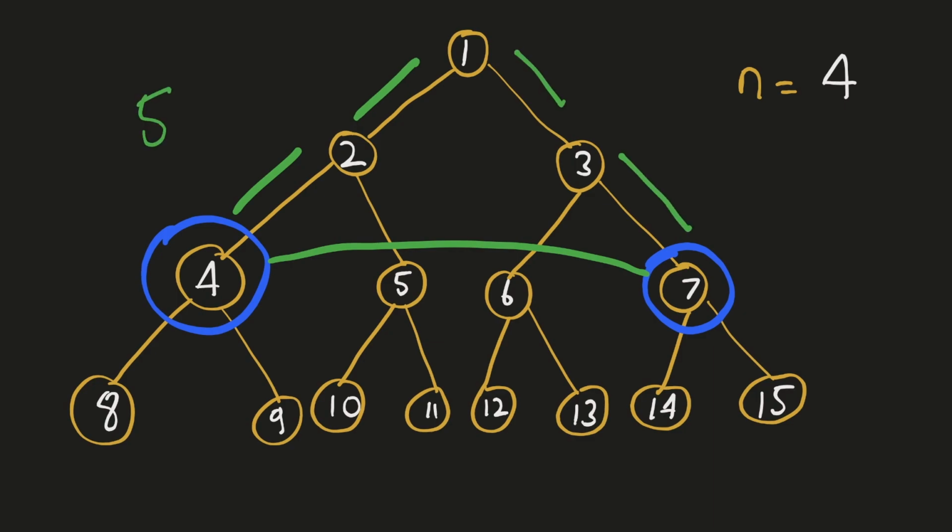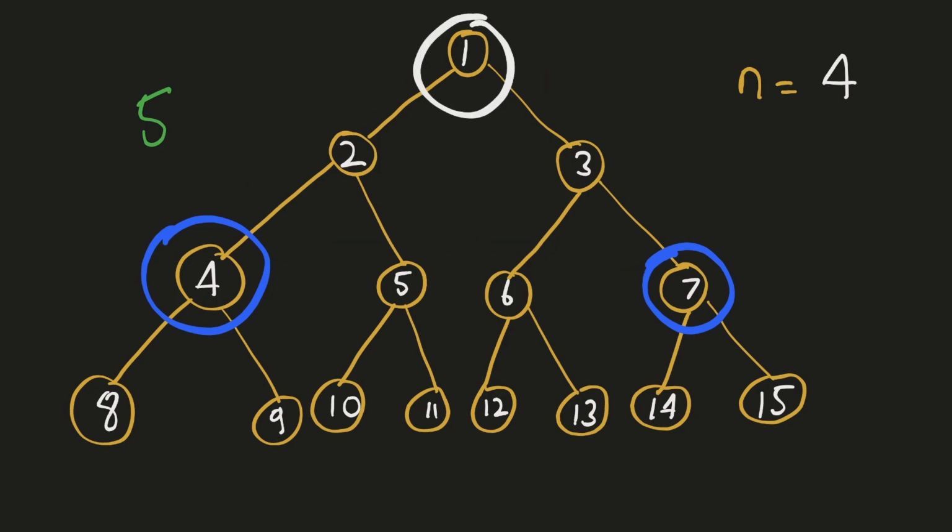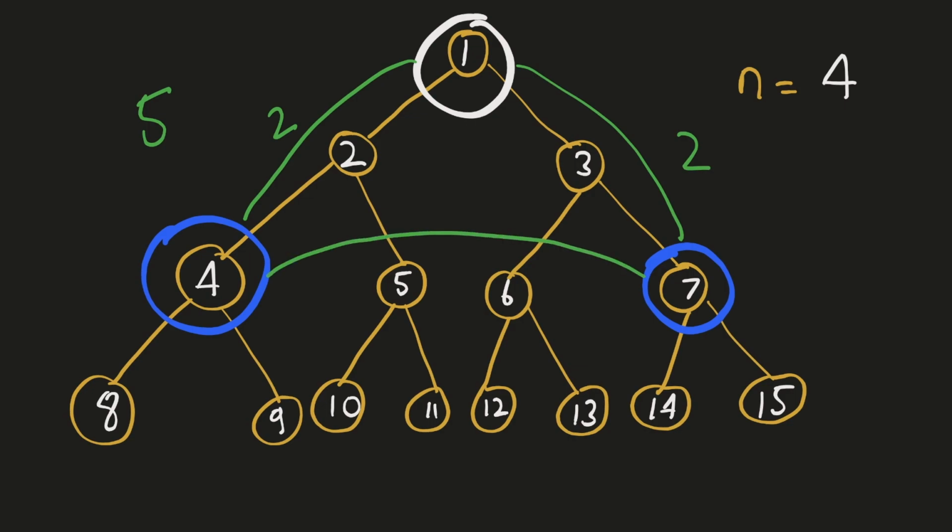Let's see if we can derive a formula for this. If we take the start of the cycle, the number of edges between 1 and 4 will be the difference of the levels between them. As you can see, the number of edges will be 2. And similarly, the number of edges between 1 and 7 will also be 2. We'll also need one extra edge to connect 4 and 7. So in total, we'll need 5 edges. So once we find the node which starts the cycle, we can find the length of the cycle that will be formed. And if we notice carefully, this node will be the lowest common ancestor of our query nodes.